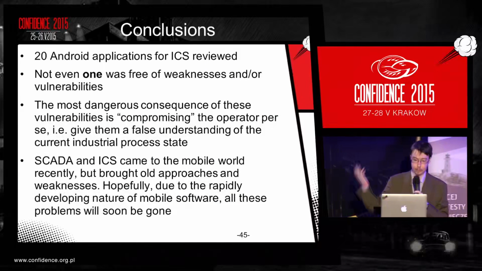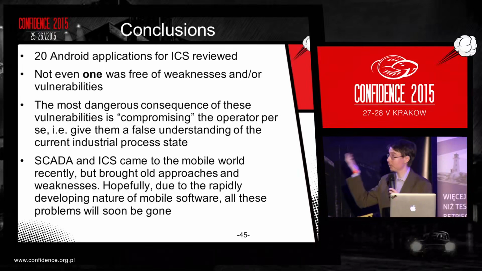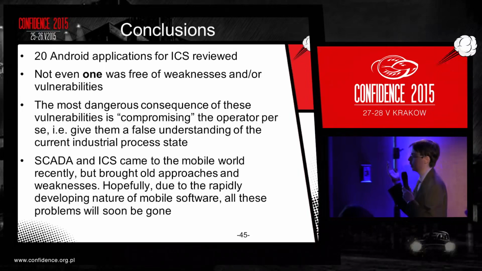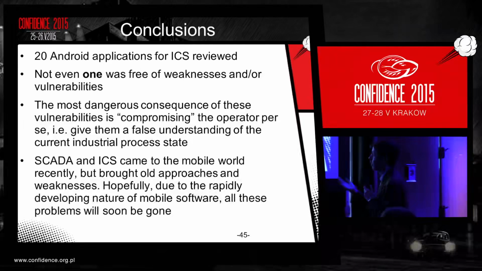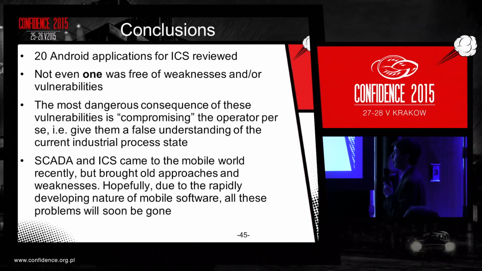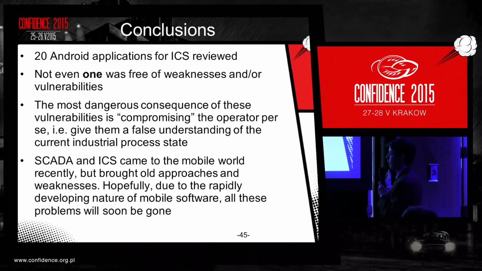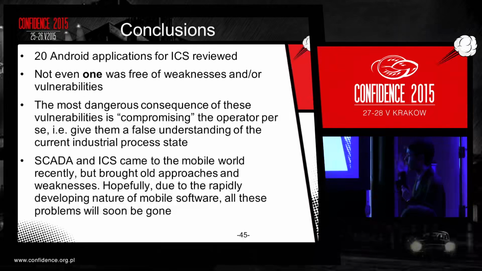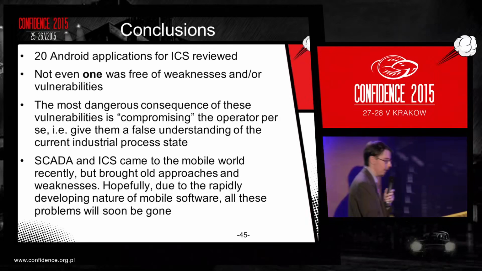And here is a conclusion. We reviewed 20 Android applications, and not even one was free of weaknesses and vulnerabilities. The most dangerous consequence of these vulnerabilities is compromising the operator. For example, giving him a false understanding of the current industrial process state. SCADA and ICS came to the mobile world recently, but brought old approaches and all weaknesses. And I hope that due to the rapidly developing nature of mobile software, all these problems will soon be gone.